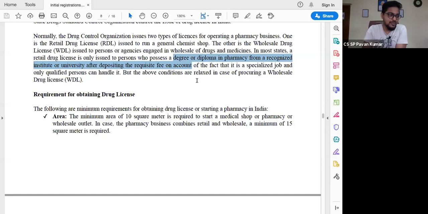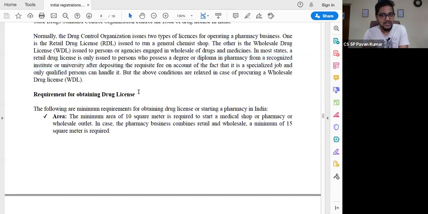Because we go to a medical shop and say, sir, I feel a little feverish, or I'm not feeling well. According to it, he will take a tablet and give it to you. On what knowledge is he giving you a tablet, and you are taking it? Because the person employed there should possess a diploma in pharmacy from a recognized institution or university, only then will they get the license. It is a specialized job and only qualified people can handle it.